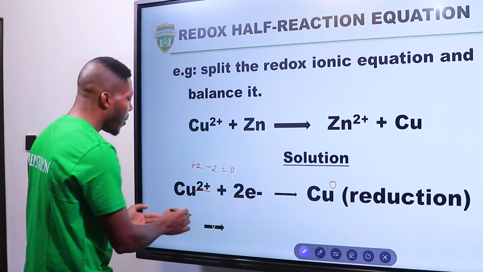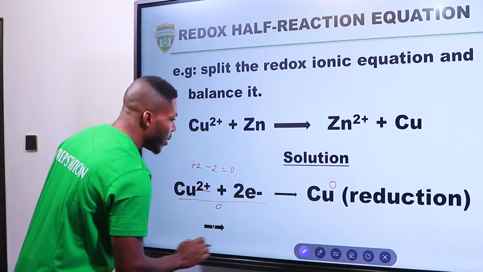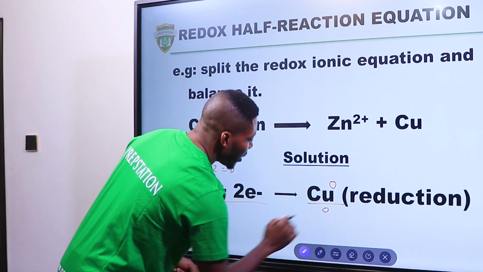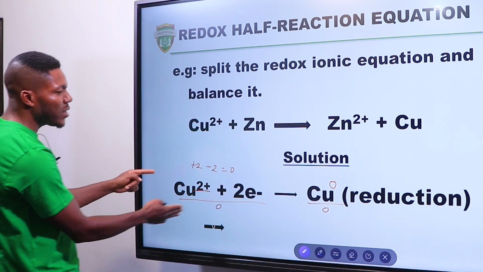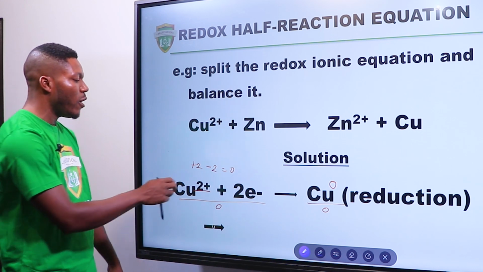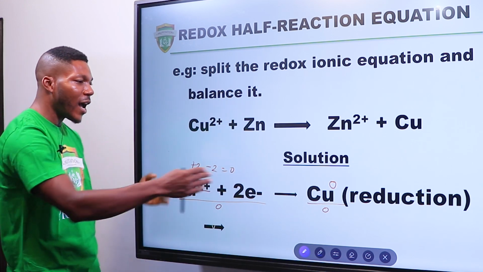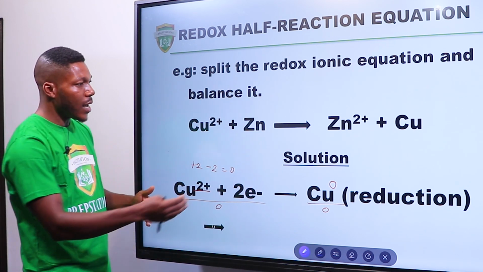So I look at this now. The whole of the reactants has a charge of 0, while the whole of the product has a charge of 0, and the equation is balanced. First of all, we split into half reactions and balance them by the corresponding number of electrons to make sure that both sides have the same number of charges.